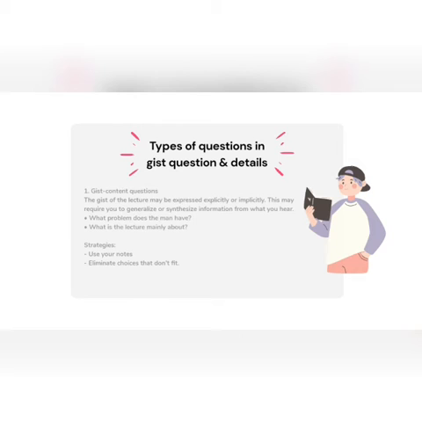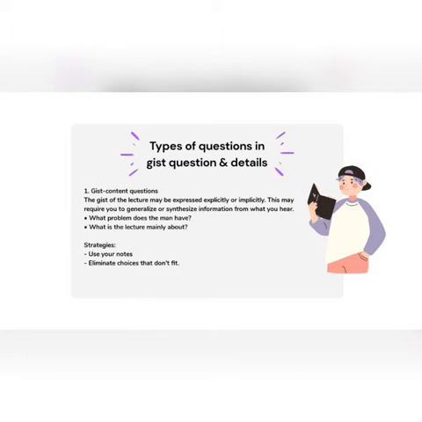Moving on to the types of question in gist question and details. Now, the first type is the gist content questions. The gist of the lecture may be expressed explicitly or implicitly. This may require you to generalize or synthesize the information from what you hear. You may find questions like, what problem does the man have? What is the lecture mainly about? So the tip for this type of question is, use your notes and eliminate choices that don't fit.